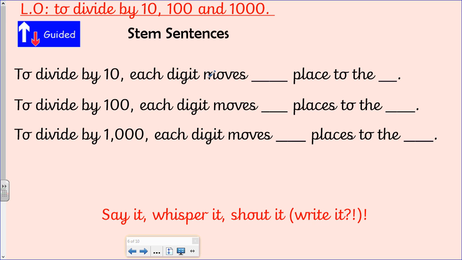So to divide by 10, each digit moves, again, fill this in yourself before you listen to me, 1 place to the right. To divide by 100, each digit moves 2 places to the right. To divide by 1,000, each digit moves 3 places to the right. So the opposite of what we did on Friday's lesson.